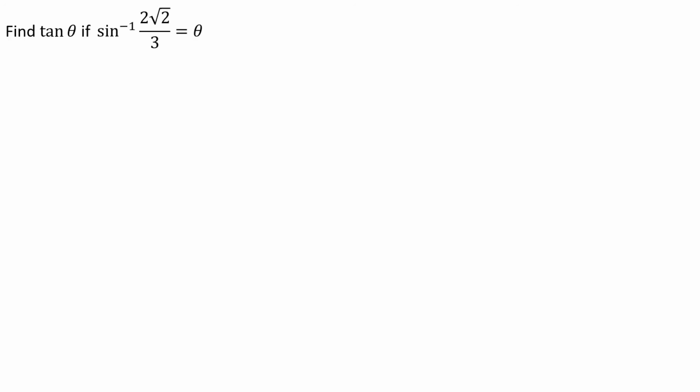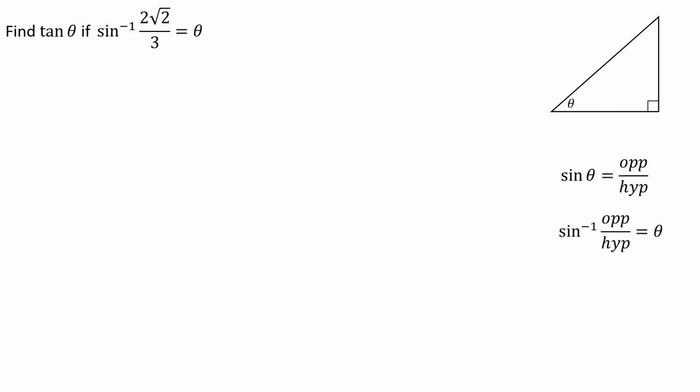Okay, let's find tangent if arc sine of 2 root 2 over 3 gets us theta. Again, if you don't have a picture, draw one real fast. Right triangle, put theta in one corner. If sine of theta is opposite over hypotenuse, that means arc sine of opposite over hypotenuse equals theta. So that 2 root 2 has to be my opposite side. Put it on the triangle, opposite angle theta. The 3 has to be my hypotenuse. Put it on the triangle where the hypotenuse belongs.